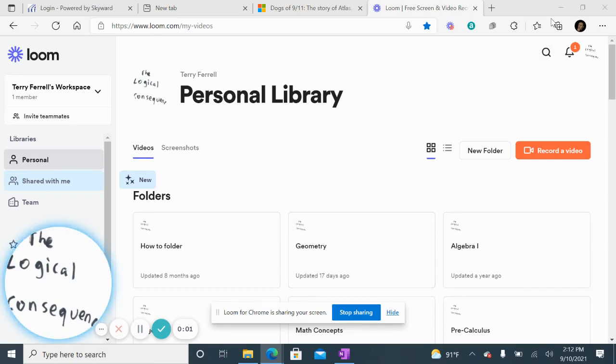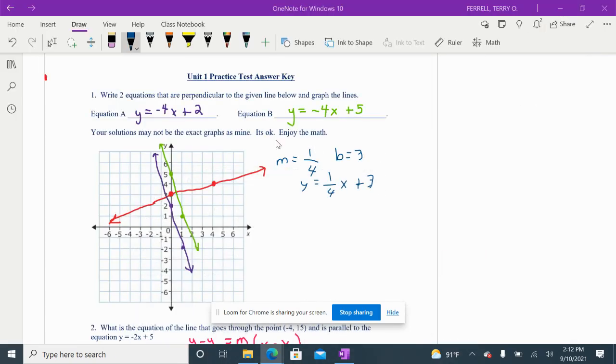All right, let's go through this Unit 1 practice test. Here we have a graph. The one you had was they just gave you the red line, and you want to find the slope of that line. So if I look at the slope of this line, I'm going to start at any point, go to the next point. That's why it's rise 1, run 4. 1, 2, 3, 4. So my slope is 1/4.